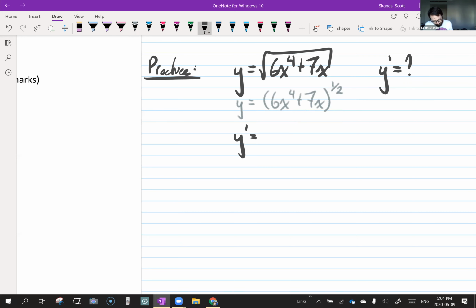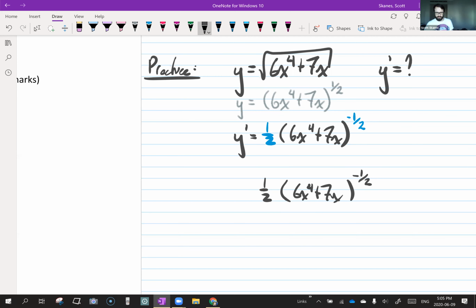So the y prime, bring the power down, keep the inside the same. Make sure you reduce the power. Many students forget to do the power. What I actually recommend you do is bring the power down, make your brackets, and then right away make the power, and then fill it in. Because some students get so busy copying the inside that by the time they get to the end of the bracket, they forget the power. So don't be one of those students. Make sure that you don't forget the power.